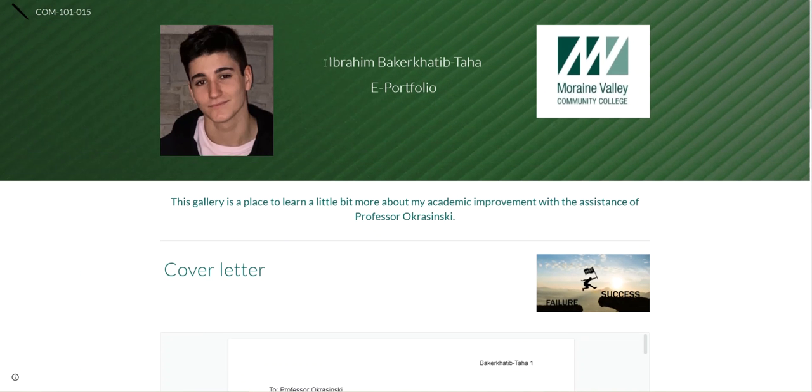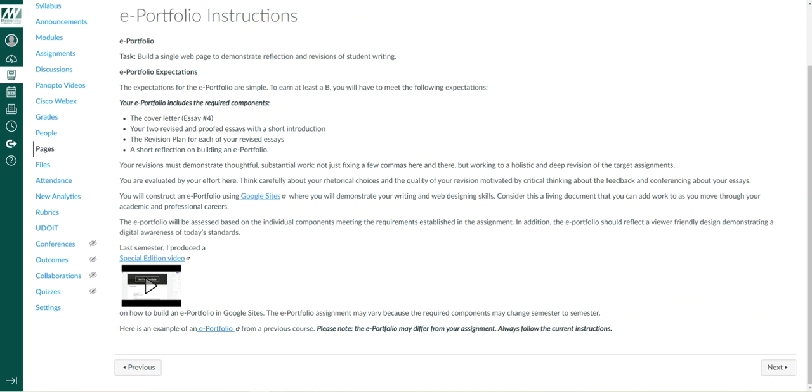One thing I want to point out, you will not see the revision plans because that was not a part of the assignment last spring. So as I say here, please note the e-portfolio may differ from your assignment. Always follow the current instructions. So unfortunately, the revision plans are to be included in the e-portfolio to make it a true portfolio. Be aware, if you don't include your revision plans, you're not going to earn some points there.